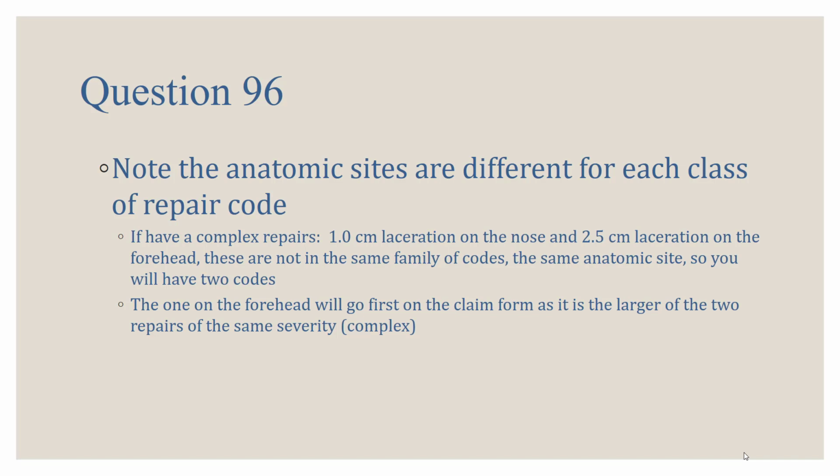So if you have complex repairs, a 1 centimeter on the nose and a 2.5 centimeter on the forehead, these are not in the same family of codes, the same anatomic site. So even though these two are both complex repairs, you do not add them together, and the larger one will go first. So the one on the forehead, the 2.5 centimeter complex repair, will be first on the claim form because it is the larger of the two repairs of the same severity or complexity of different anatomic sites.